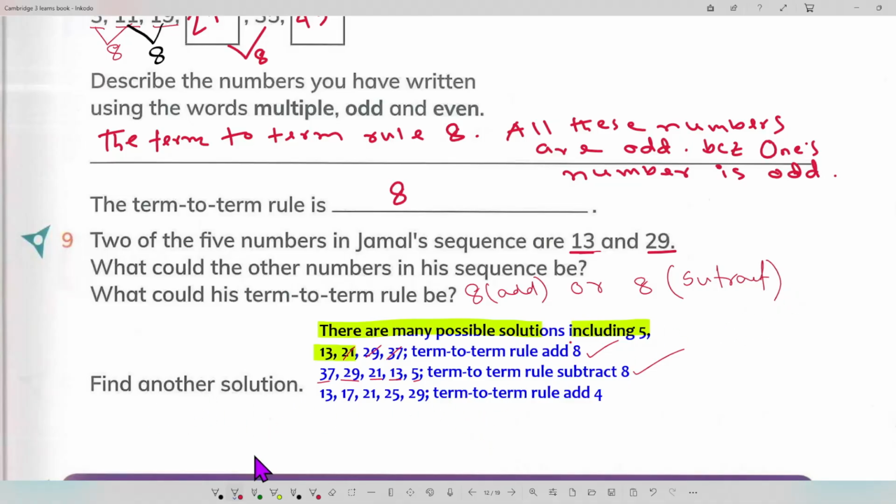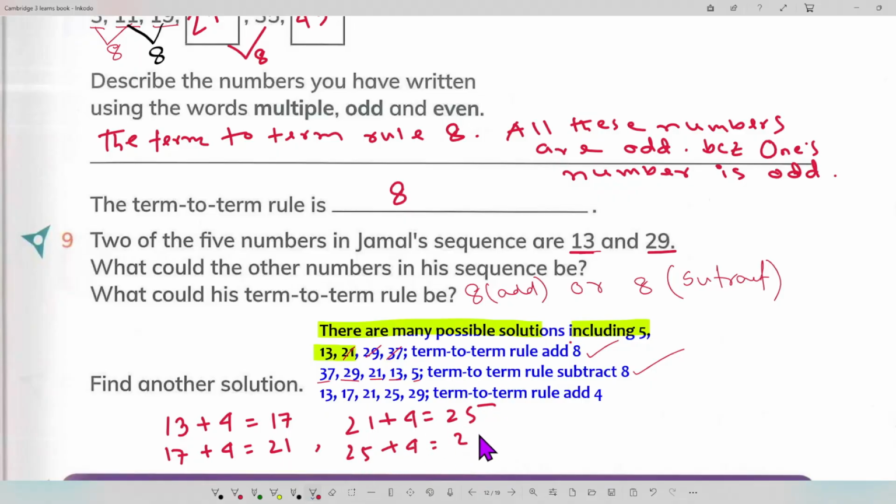Find another solution. Look, we can write like here is 13. So 13, once we add 4, it will be 17. 17 plus 4, it will be 21. Then 21 plus 4, 25. Then 25 plus 4, it will be 29. So this is also 13, 17, 21, 25, 29 term to term rule, add 4. It's also another solution. So there are lots of ways we can make 13 to 29.